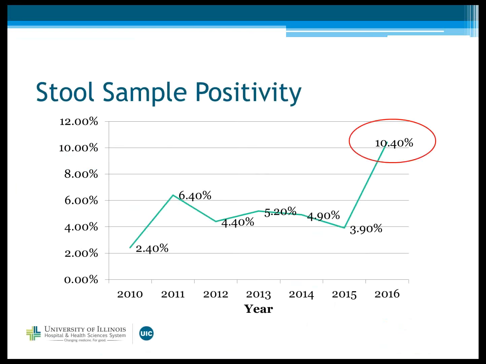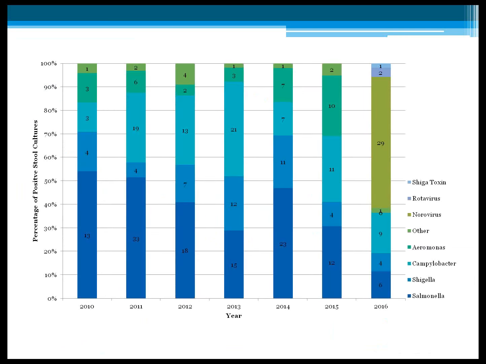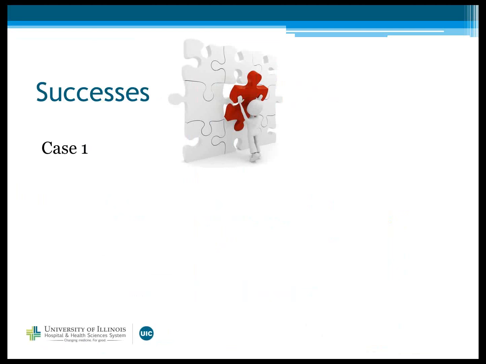So our post-implementation results, just in the last 6 months, we've seen a pretty significant increase in our positivity rate after implementation of EP. And this is what our distribution looks like. A significant proportion of our positivity has been due to detection of norovirus, like we might expect. So that's been really interesting.